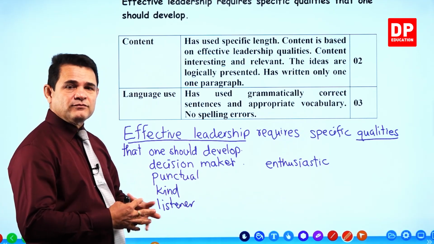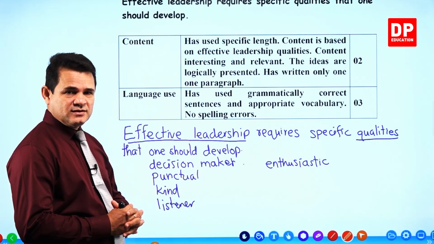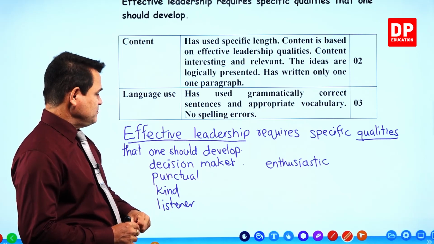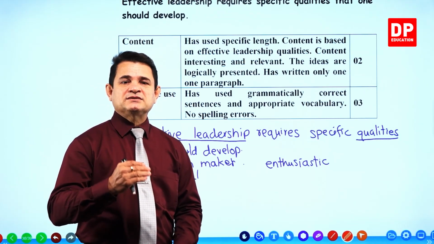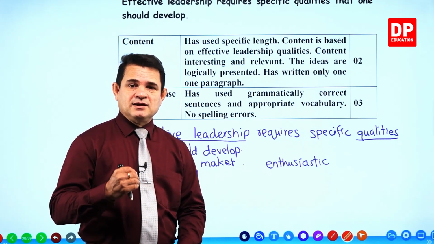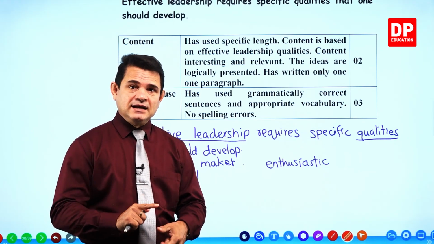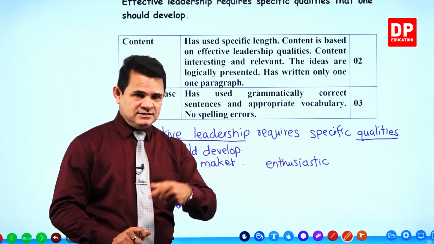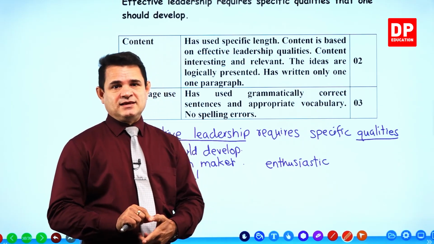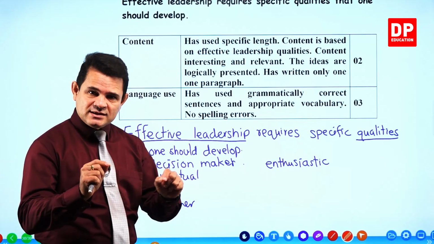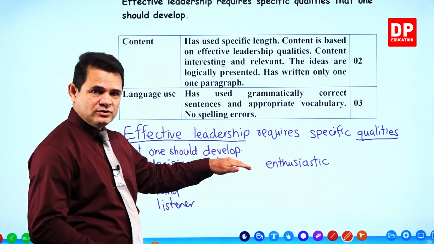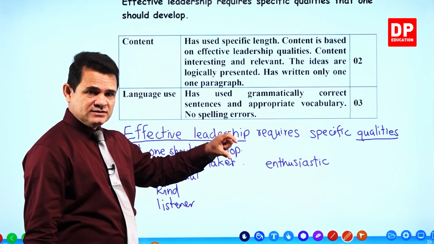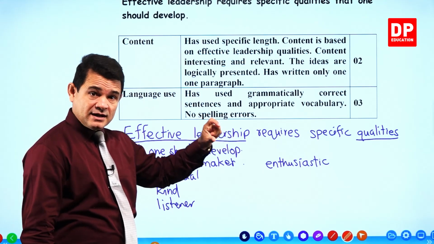So these qualities right now you explain one by one. And decision maker. A good leader is a person who makes decisions very quickly and correct decisions. හදිසි තීරණ වුණත් නිවැරදි තීරණ ගන්න පුළුවන් වෙන්න ඕනේ. හදිසි වෙලා වැරදි තීරණ ගන්න කෙනෙක් නෙමෙයි. So you can explain it, right? A good leader takes decisions very quickly, correct decisions.